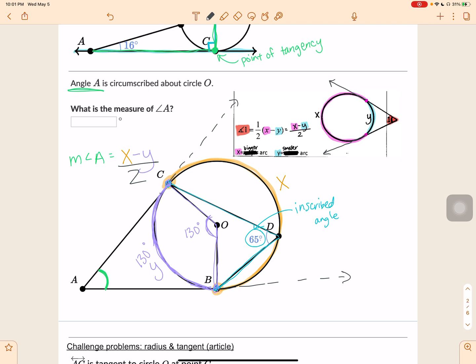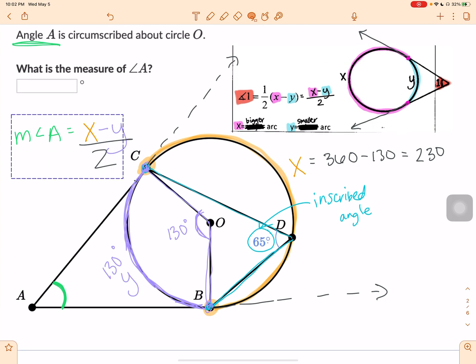Well, if we know that the smaller arc is 130 degrees and an entire circle is 360 degrees, okay? The entire circle is 360. So that orange part is 360 minus 130. So this will be 230 degrees, okay? So now I know that X is 230 degrees.